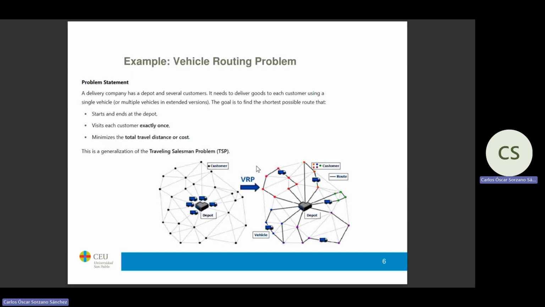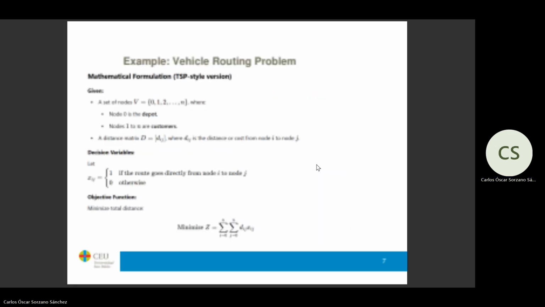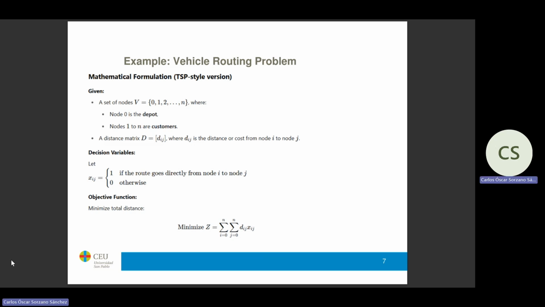So here in this example, this edge would be 1, but this one would be 0 because we are not traveling from here to there. Okay, so this is 0, this is 1. And then the objective function is the distance matrix times your vector of traveling. So whether you are going from i to j. So this is what you want to minimize.